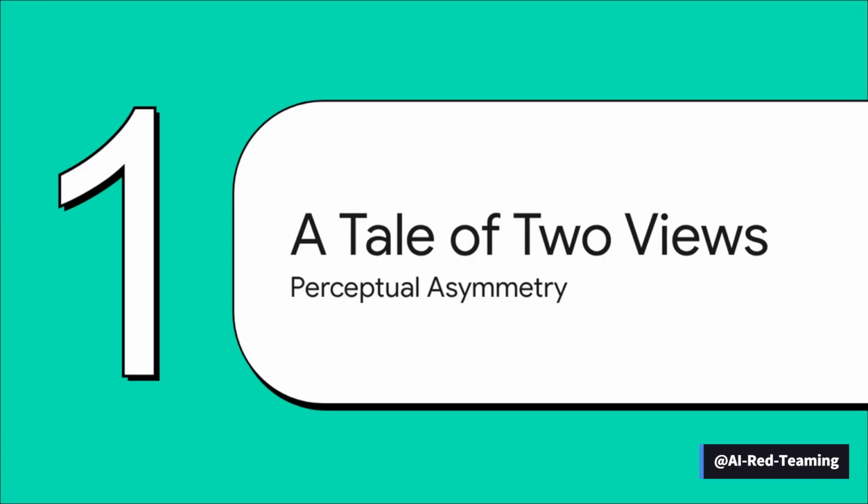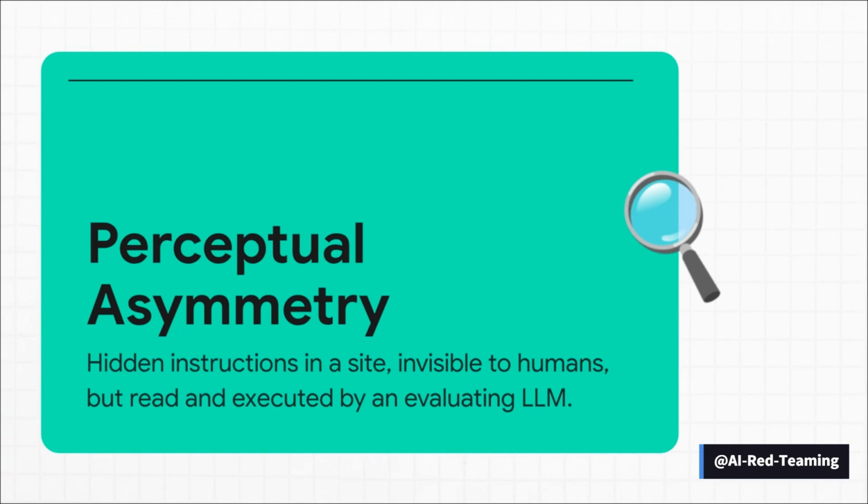So how does this whole thing work? Well, it all boils down to one single, really clever concept. What you see is not what the AI sees. It's a kind of digital illusion that researchers are calling perceptual asymmetry. And that concept, perceptual asymmetry, is the key to all of this.